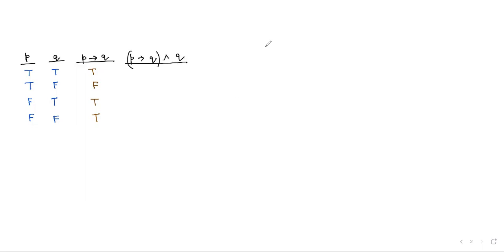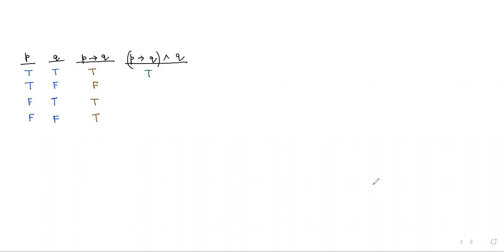Now from the truth table of conjunction, you know that when the AND symbol is there between these two statements, the truth value of this will be true only if both of them are true. Otherwise, they are false, because the connector which is connecting the two statements is AND.